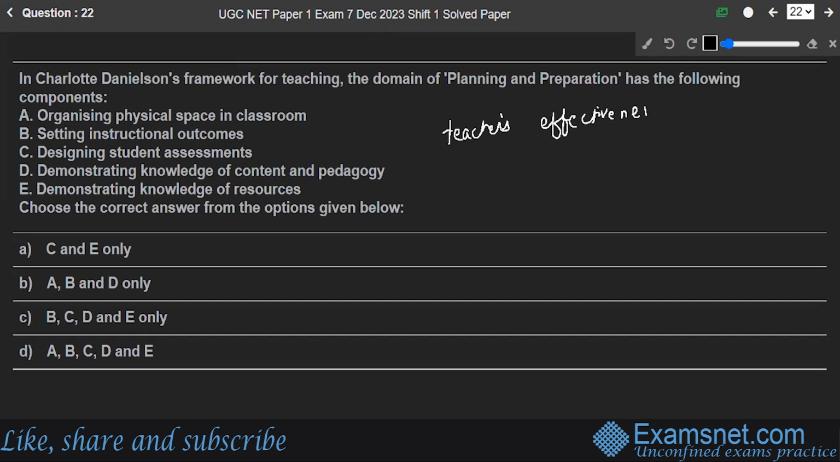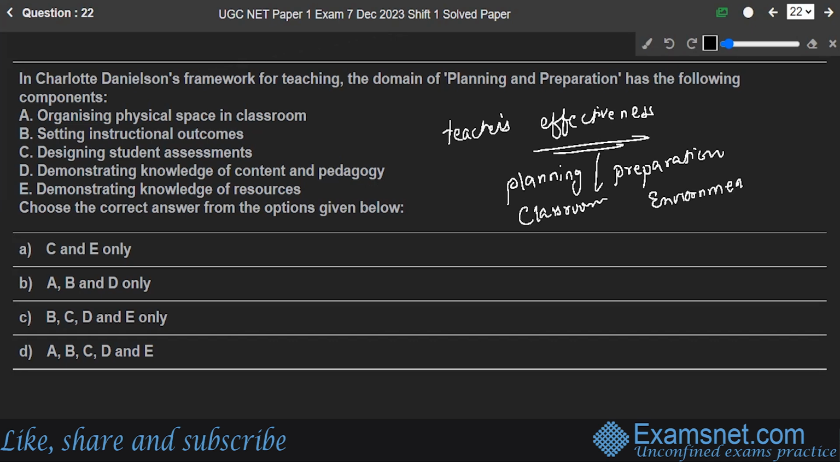The framework consists of four main domains, that is planning and preparation, classroom environment, instruction, and professional responsibilities.